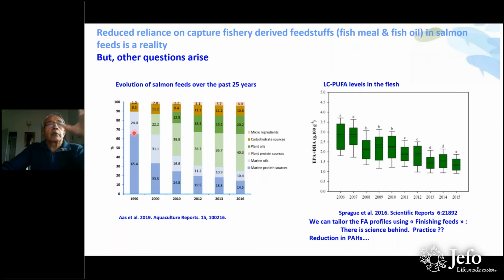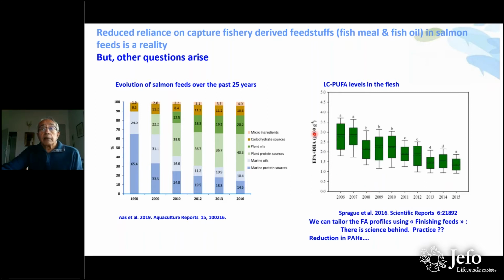So what is the effect of the decrease in the fish meal and fish oil levels? This raises other questions. An example is the long-chain polyunsaturated fatty acid levels in the fish. Over the past 15 years, it has come down from somewhere around 3 grams per 100 grams of EPA and DHA to about 1.5.